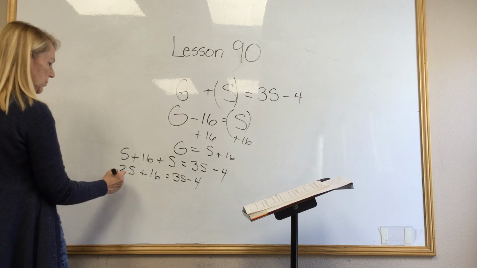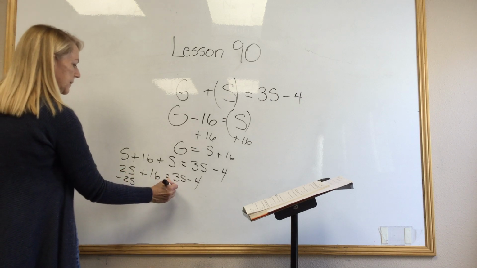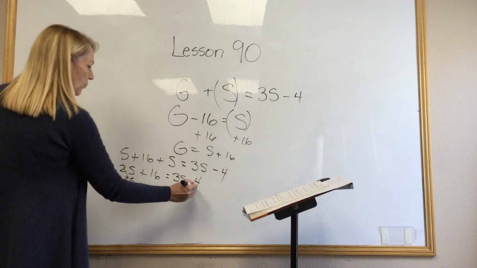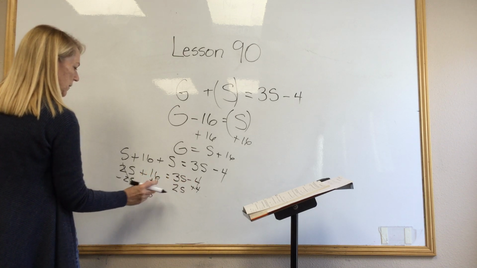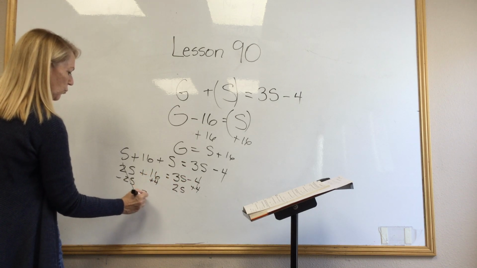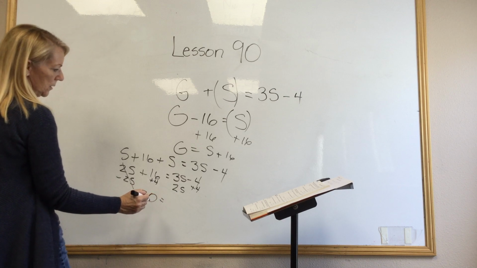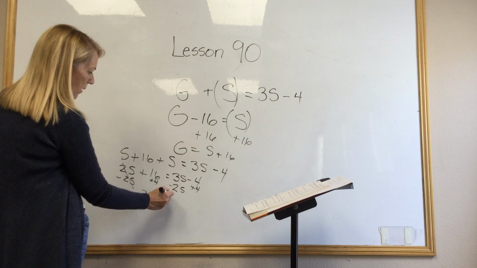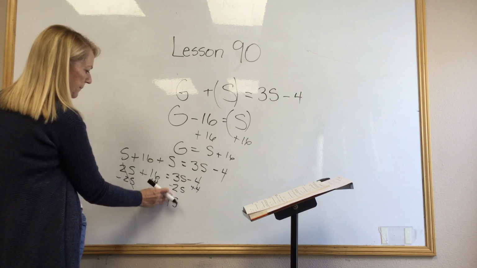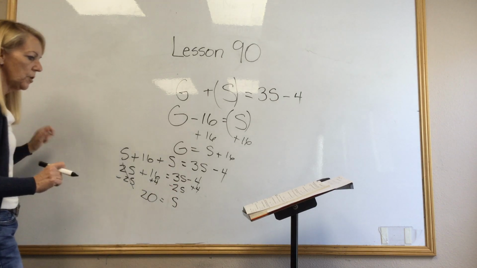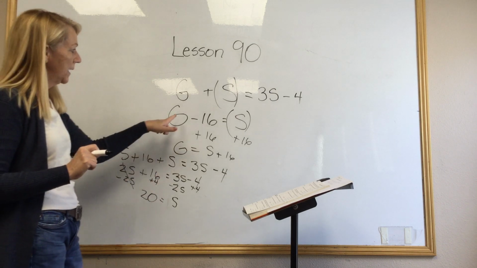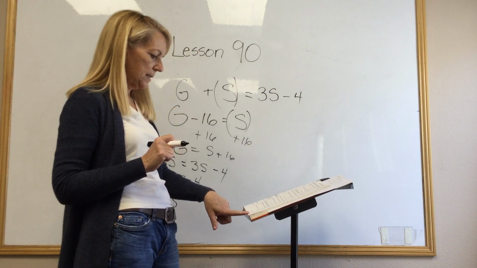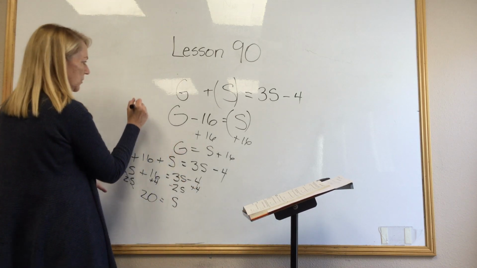So I am going to subtract 2S from both sides, and I'm going to add 4 to both sides. So that would be 20 equals S. So S equals 20. There you go. So if S equals 20, then it's 16 more. G equals 36.